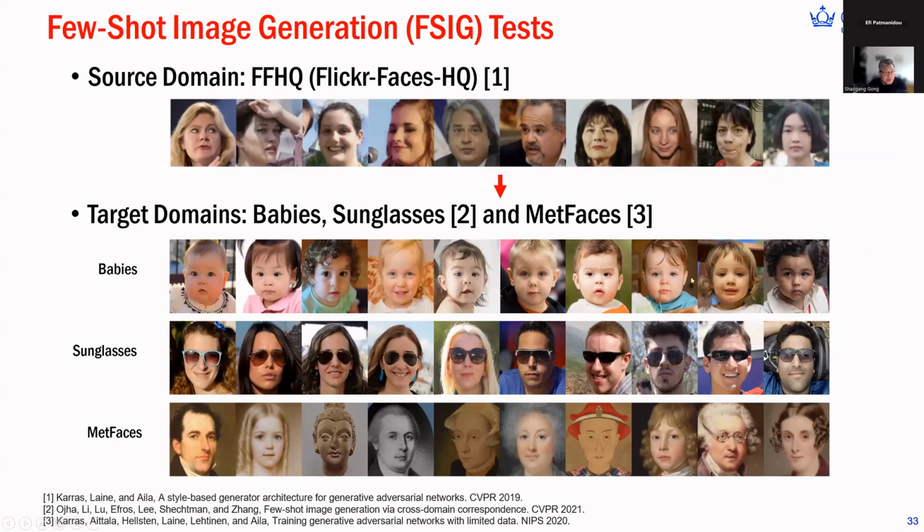So a few-shot image generation problem is typically set up as follows. In this particular instance, we take a source domain using the Flickr Faces High Quality data set. Those are lots of adult facial images, and the target domains are babies, sunglasses, and MetFaces. So they are different. Babies are very different from adults, and the sunglasses are different from most of the Flickr faces, which have no sunglasses. And the MetFaces are not quite realistic photos. They are a combination of paintings, drawings, and various historical facial pictures.